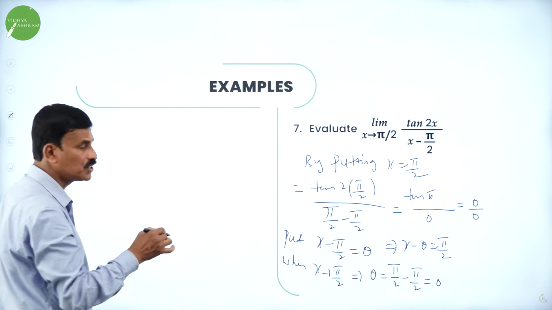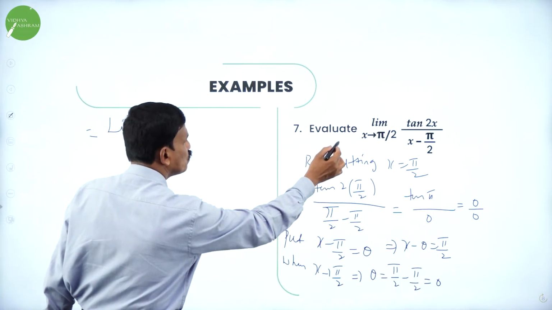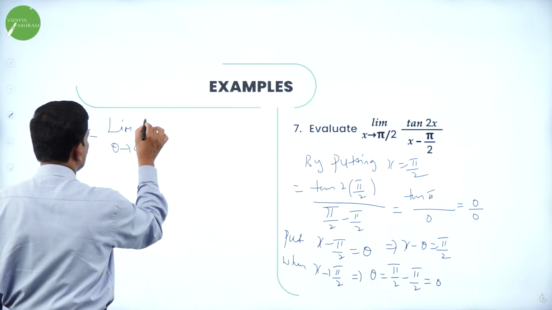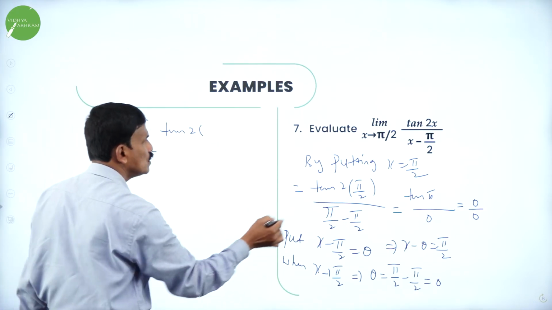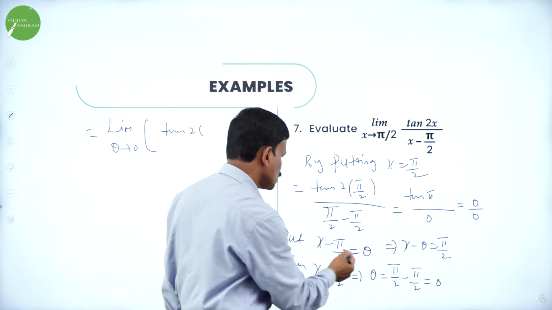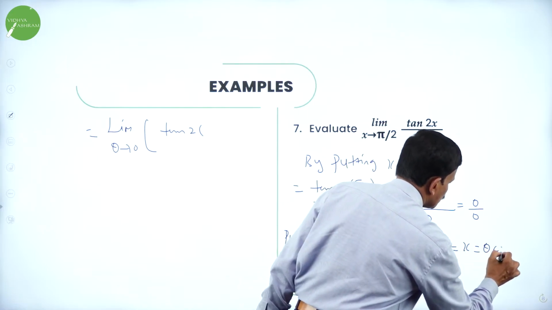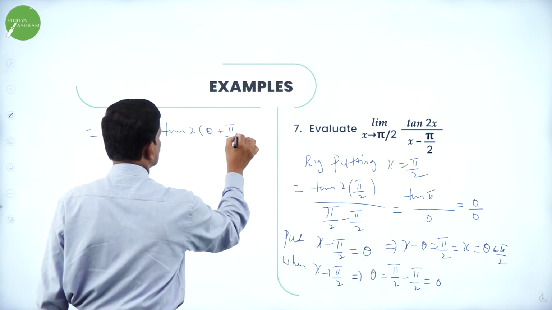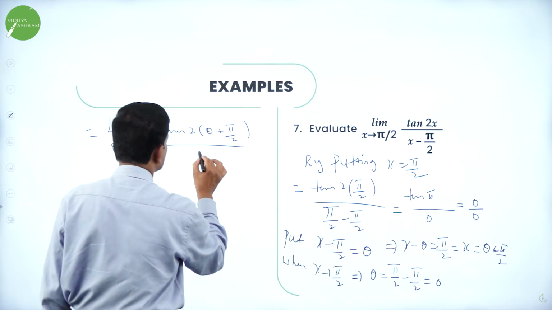Now, the given limit can be written as limit x tends to pi by 2 can also be written as theta tends to 0 of tan of 2 times, what is the value of x here? From this we can write x is equal to theta plus pi by 2, so tan of 2 times theta plus pi by 2, whole divided by x minus pi by 2, which is equal to theta.